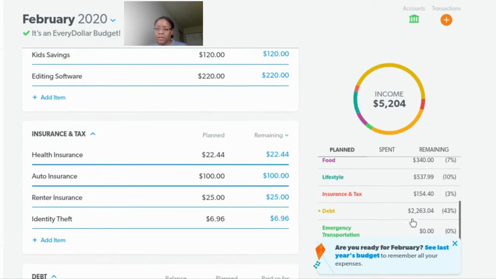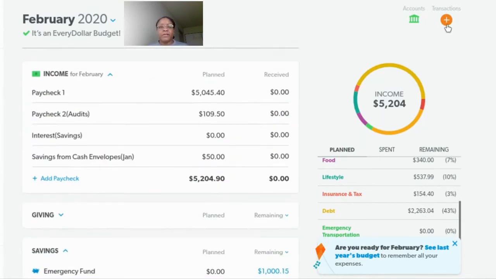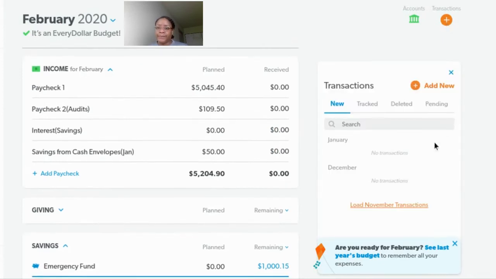And no, I don't want to look at my budget from last year. And so it's about 43% of my income is going to debt. I really want to get to 50 and just stay at 50, but one day, right?